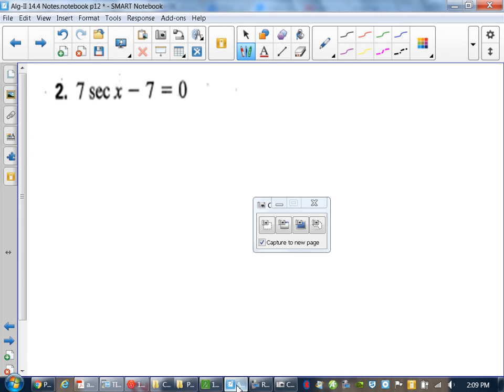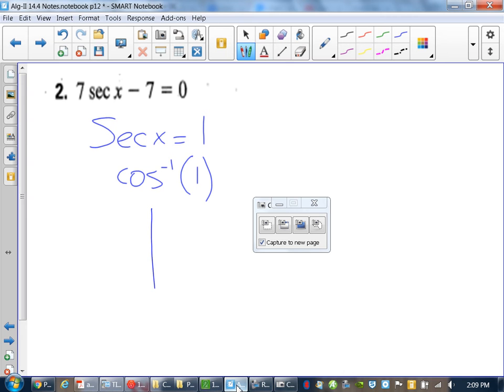So this one I'm going to add 7 and divide by 7, and I get the secant value equal to 1. Which means I can do this one of two ways. I can do the secant value of 1, or I can do the cosine value of 1, because they're the same. So if I think about this in terms of cosine, what angle has a cosine of 1? Because the reciprocal of 1 is just 1.